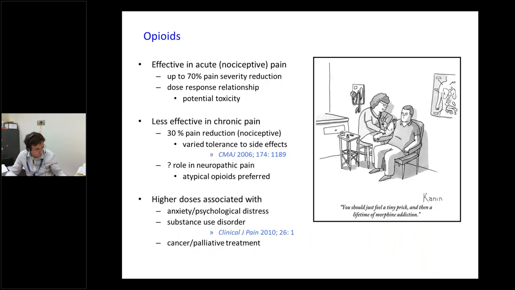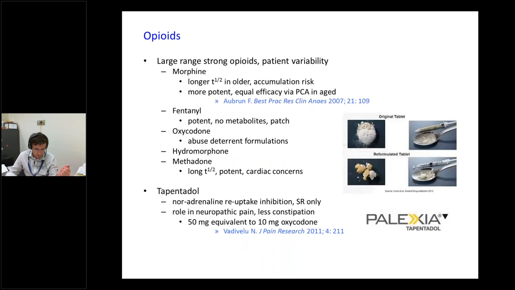Opioids, I'm going to walk through this, but essentially opioids don't work well in chronic pain per se because of adaptation. They have, however, been used for people with high levels of anxiety and psychological distress. There's an association. And so if you see someone on high doses of opioids, I automatically think, hang on, there's a psychological anxiety component here. Huge range, and we got into trouble with misuse, particularly with oxycodone and fentanyl.